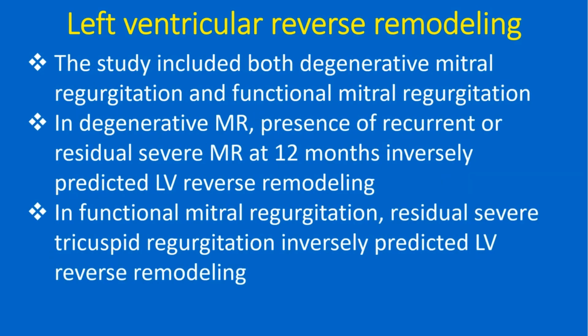The study included both degenerative mitral regurgitation and functional mitral regurgitation. In degenerative mitral regurgitation, presence of recurrent or residual severe mitral regurgitation at 12 months inversely predicted LV reverse remodeling. In functional MR, residual severe tricuspid regurgitation inversely predicted LV reverse remodeling.